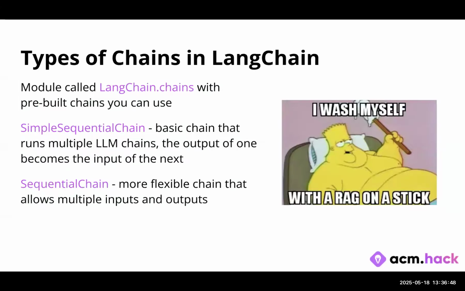So here are the types of chains in LangChain. There's a module called langchain.chains with pre-built chains you can use. You can also build your own chains, but you can also use the module that they give you. Here are two basic ones. Simple sequential chain is a basic chain that runs multiple LLM chains. The output of one of the chains becomes the input of the next. The sequential chain is more flexible and allows for multiple inputs and outputs.